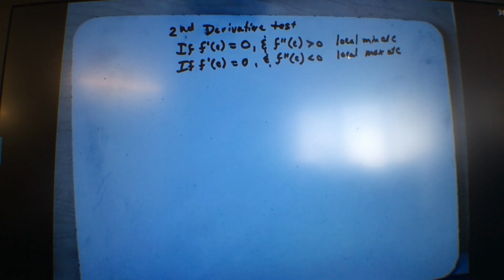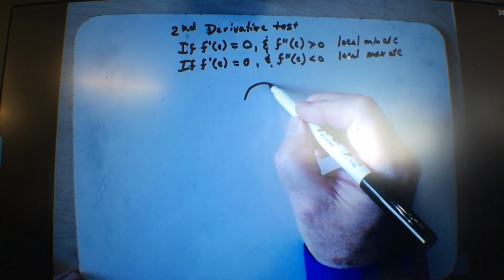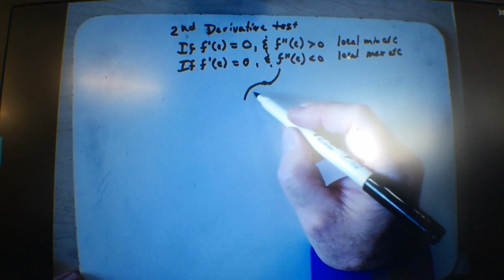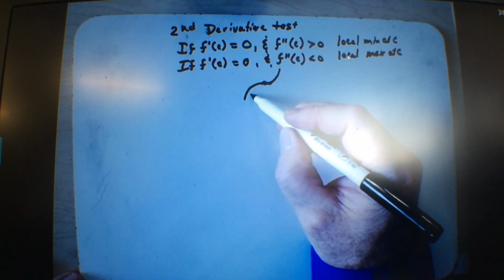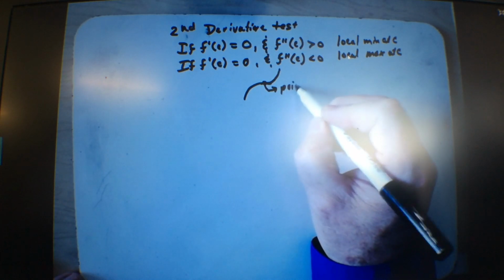I missed it. On page 225, a point P on a curve y equals f of x is called an inflection point if f is continuous there and the curve changes from concave upward to concave downward, or from concave downward to concave upward. So look at this. If I do this, concave downward to concave up, this is called a point of inflection.